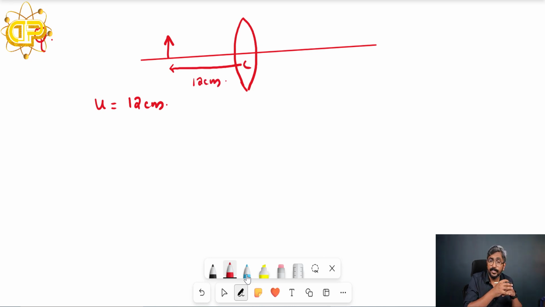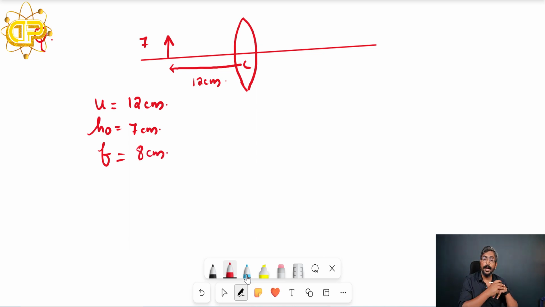It is also said that the height of the object, that is HO, is 7 centimeter. And one more value is given, that is the focal length. The focal length of the lens is given as 8 centimeter. And you are asked to find out v. What is v and what is the nature of the image formed there? So how can I find out the position as well as nature of the image there?